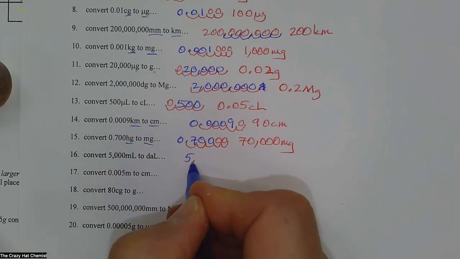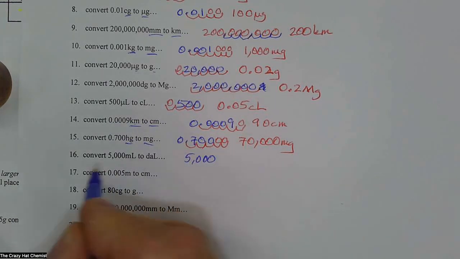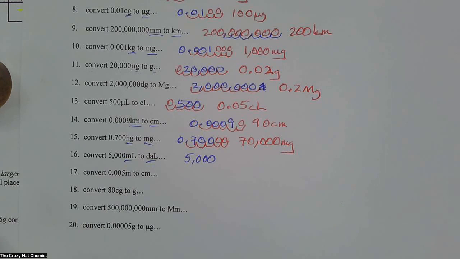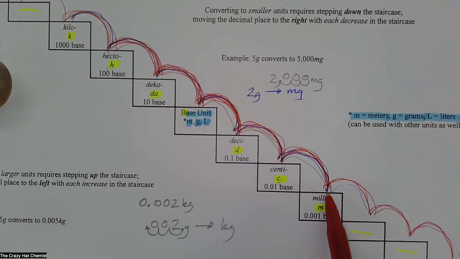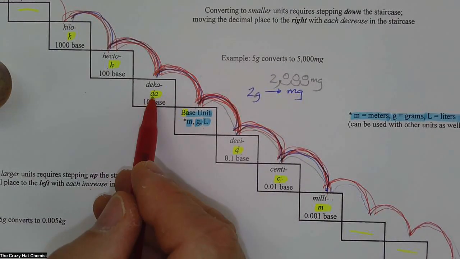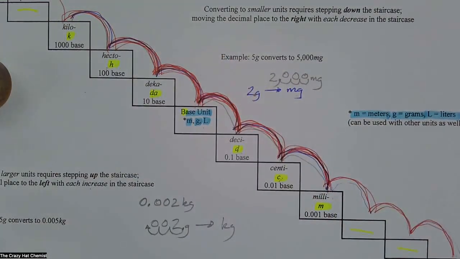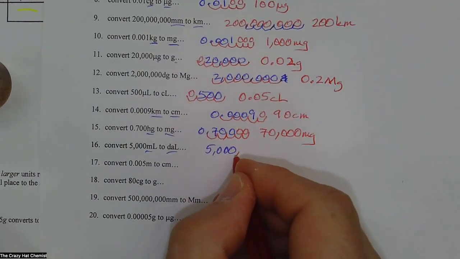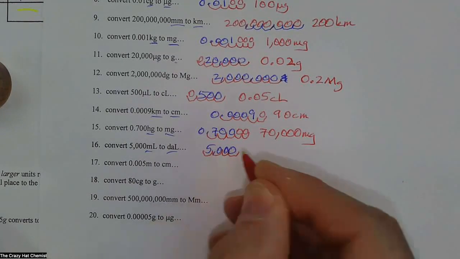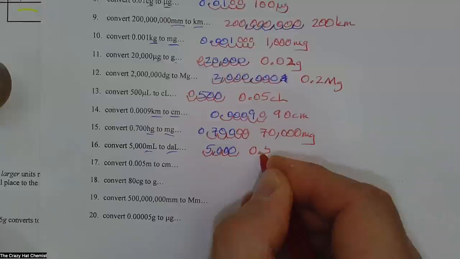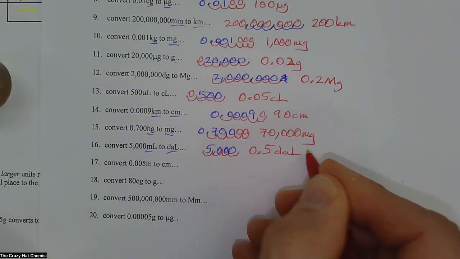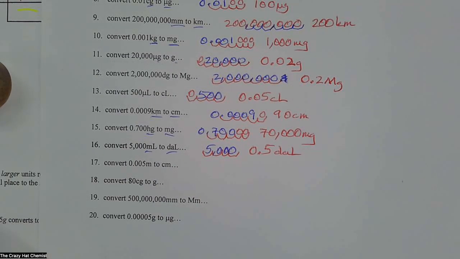So we've got 5,000 milliliters to decaliters. That's right there. So milli, that's 1, 2, 3, 4 to the left. That's 0.5 decaliters. Perfect.